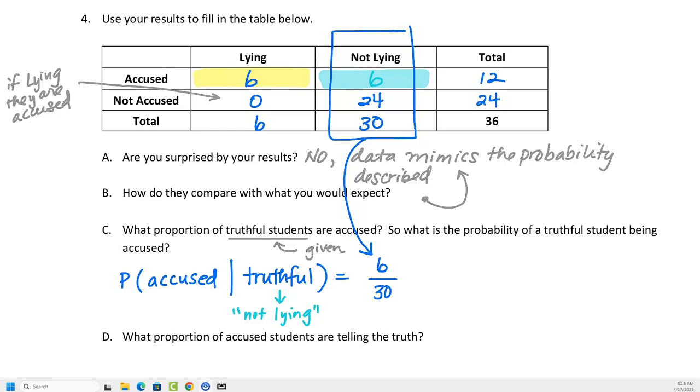And then 6/30, well, that reduces to be 1/5, which is exactly 0.20, right? That's 20%.